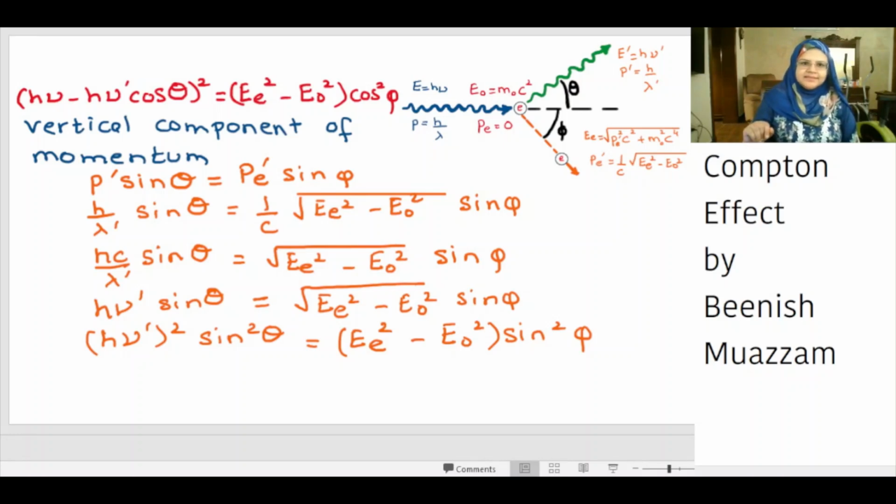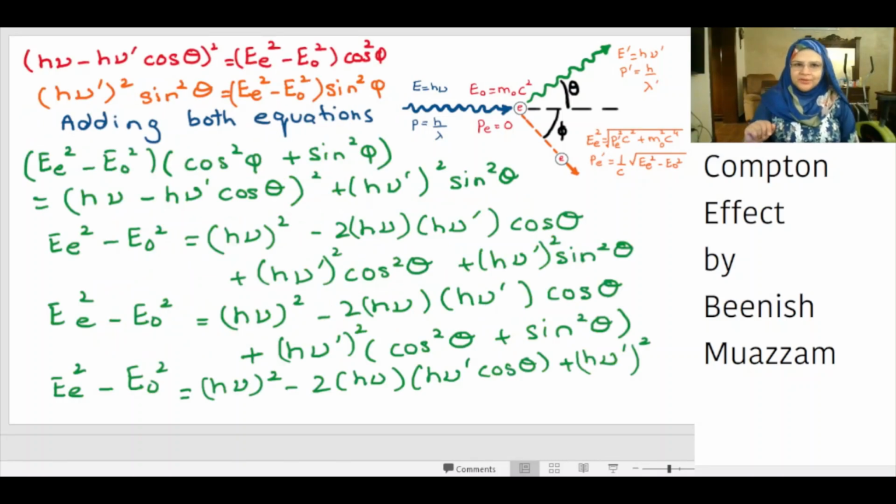We know hc over lambda prime is equal to h nu prime. Therefore, we get h nu prime sin theta is equal to under root E² minus E₀² sin phi. We will square both sides.